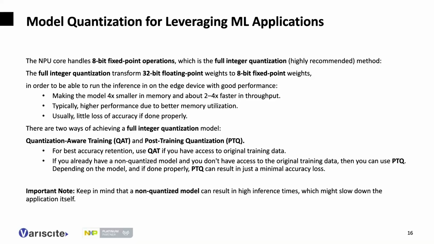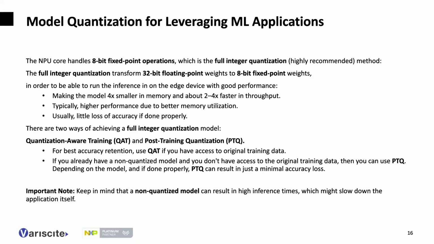So we need to use a model which is quantized. And for that method, we have two: QAT and PTQ. QAT you do during training. So if you are training a model to detect fruits or cars or any other object you want, we need to transform the weights and bias from 32-bit to 8-bit fixed point during the training.